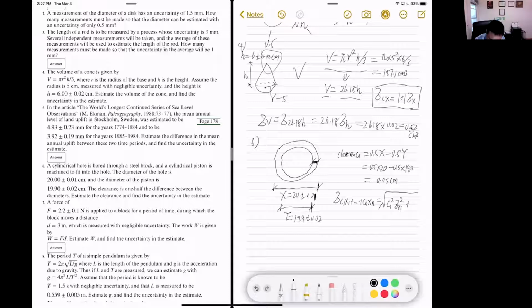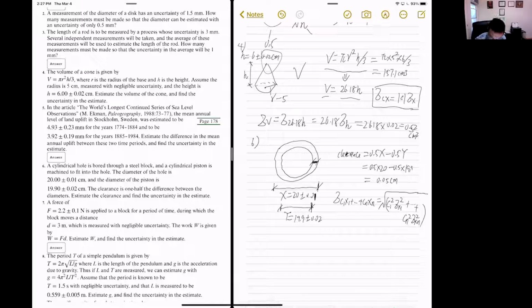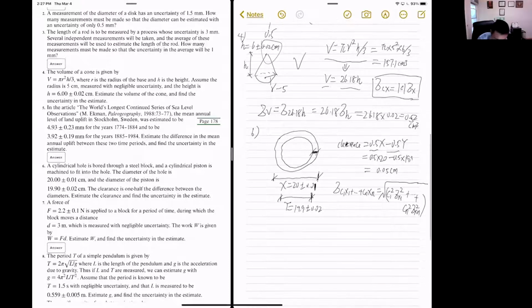Plus C2 squared sigma x2 squared, and so on, plus Cn squared sigma xn squared. So that's the square root of that. Okay. So here C is the constant. Okay. So the uncertainty for the clearance, which is 0.5x minus 0.5y.